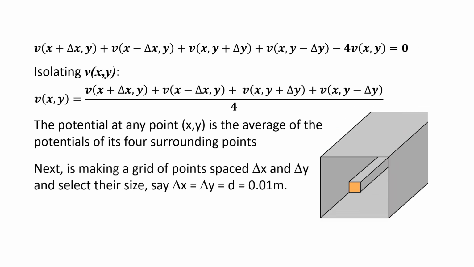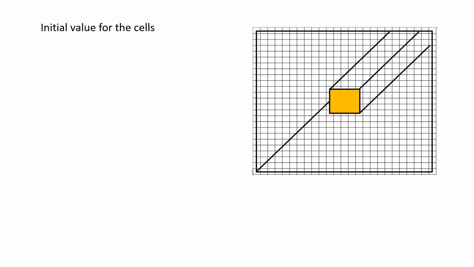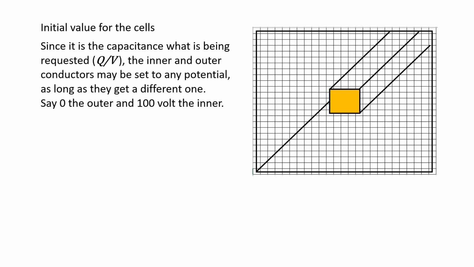Next is making a grid of points spaced delta x and delta y, the size of which should be consistent with the required accuracy. In this case, say we use d equal 0.01 meter for both. Now let's prepare for Excel. We now need some initial values for the cells on that grid. First, let's take care of the boundaries. Since it is the capacitance, or in other words, the charge to voltage ratio, what's being requested, we can set any arbitrary voltage and then calculate the charge. That's when the potential distribution results from this relaxation method.